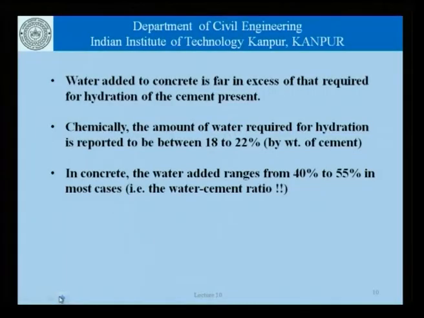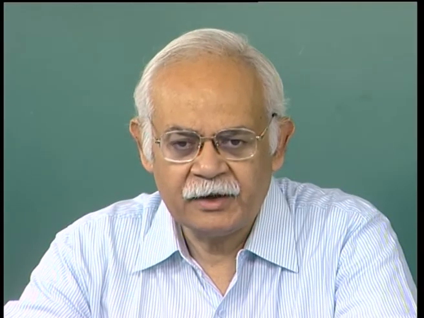In contrast to that, in concrete, the water added ranges from 40 to 55% in most cases. That indeed is the water cement ratio. When we talk of water cement ratio in concrete, what we are talking about is how much water and how much cement is present in the concrete by weight.